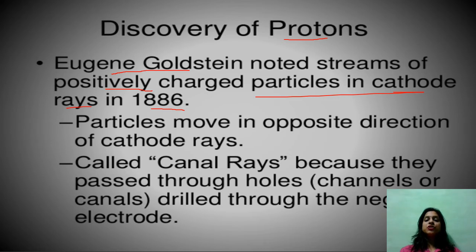So these are particles which move in the opposite direction of cathode rays. बेटा पहले मेरी बात ध्यान से सुनिएगा, जो पार्टिकल्स कैथोड रे की डायरेक्शन में मूव करते हैं उन्हें हम इलेक्ट्रॉन कहते हैं, and that is a negatively charged particle. But there are particles which move in the opposite direction of cathode rays, and those particles were known as protons. ठीक है, इसको हम कैनाल रेज भी कहते हैं या एनोड रेज भी कहते हैं. Why? Because these rays passed through holes.